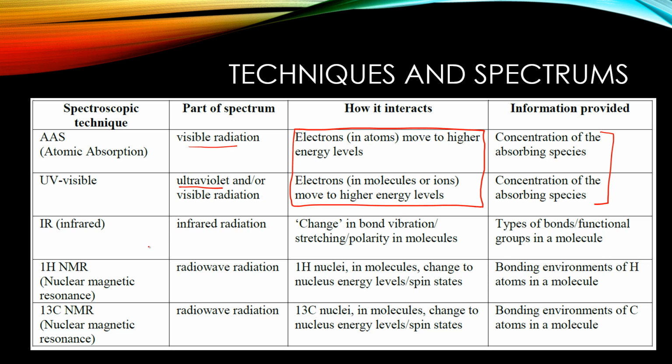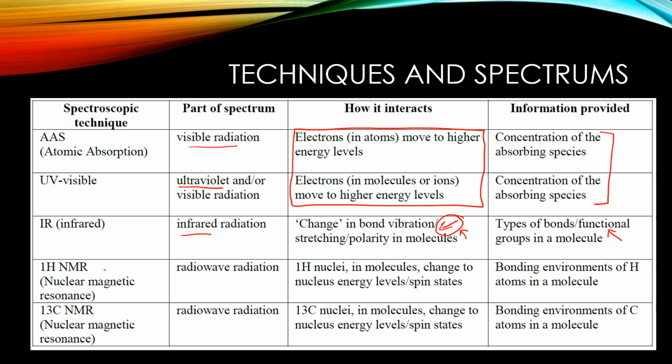For infrared spectroscopy, it obviously deals with the infrared radiation part of the spectrum, and it actually looks at the vibration, stretching and polarity of molecules. And that can actually tell us about specific bonds and functional groups within a molecule, because that's exactly what the different infrared radiation tells us. Different bonds exhibit different types of infrared radiation.